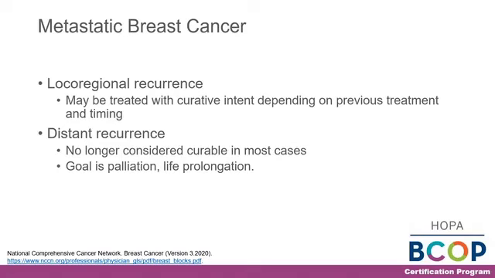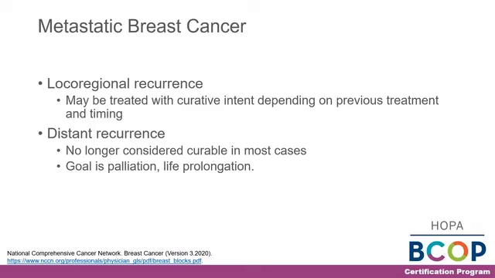When we look at metastatic breast cancer, we think about it as a local regional recurrence versus looking at it as a distant recurrence. When somebody has a local regional recurrence, there's a possibility that it could still be treated with a curative intent, depending on the previous treatment that they had and on the timing of when this recurrence happens. When someone has a distant recurrence, in most cases, this is no longer considered curable.